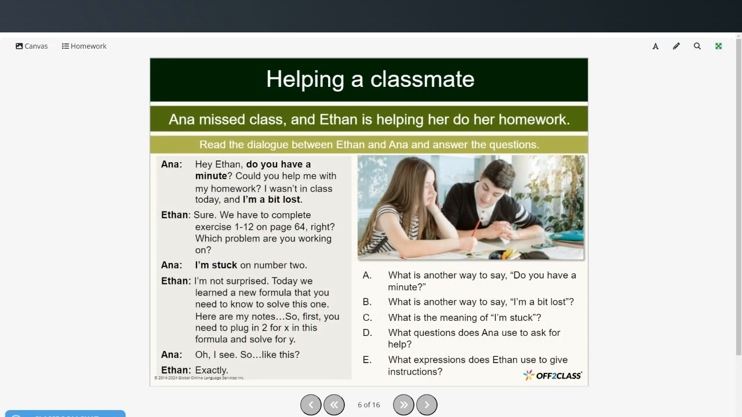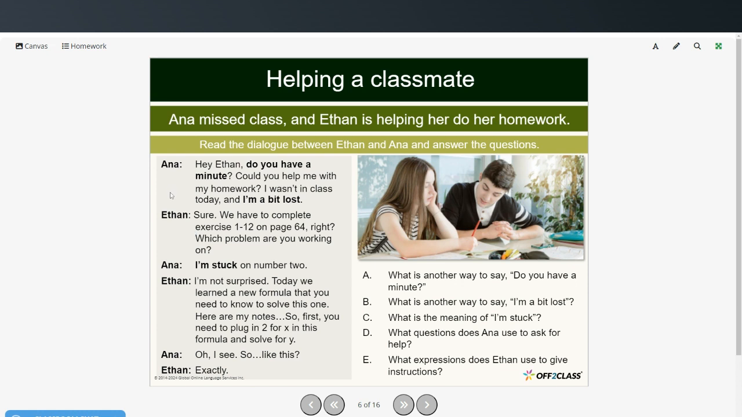All right, so helping a classmate. Anna missed class and Ethan is helping her to do her homework. So we're going to read this dialogue between Ethan and Anna and then answer the questions. So first I'll read it all the way through and you can just listen, and then we'll read it in parts. First I'll be Anna and you be Ethan, and then we'll switch.